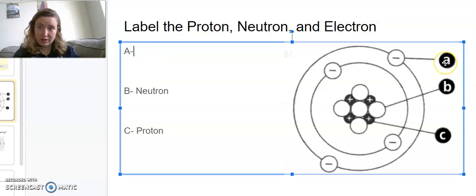Lastly, I'm only left with A for electron, so I know that one's got to be electron. But the other reason I know that is because electrons are negative. I see these have little negative signs. I also see that these are living in the orbitals, or the circles, around the nucleus. So I know that those have to be the electrons.